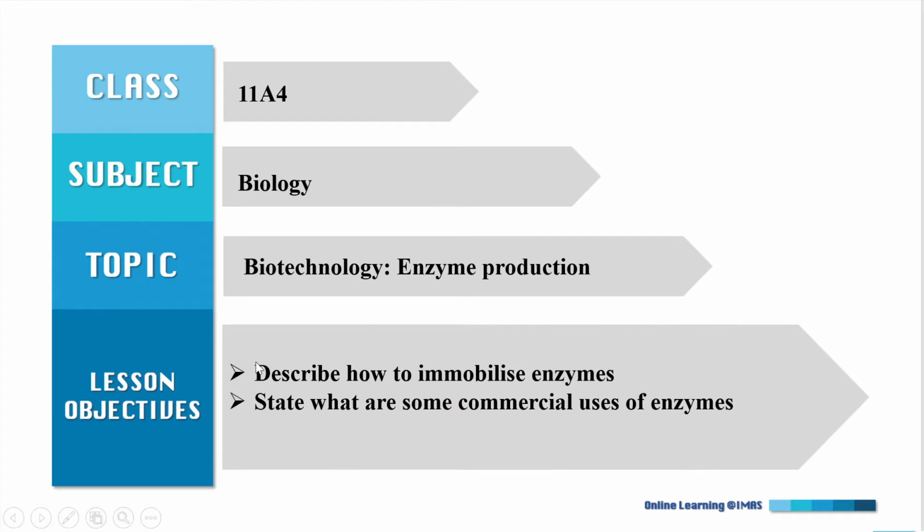In this lesson we will be discussing more on enzyme production using biotechnology. I already discussed last lesson how enzymes are produced in a fermenter and what the different requirements for a fermenter are. In this lesson we will cover how to immobilize enzymes to save costs, and state some commercial uses of enzymes.